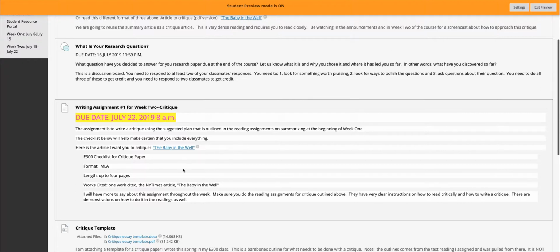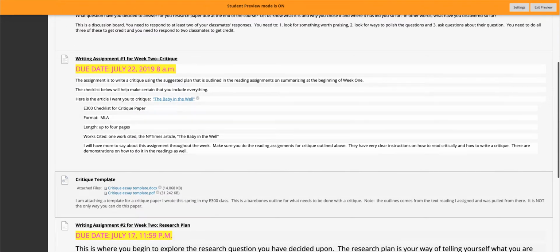The big writing assignment for the week is the critique. Here is just a copy of the article again, and a short checklist. You can find out a lot more about what I think the critique needs, not only by carefully reading the reading assignment, but also by looking at this critique template. This template is one I used last semester in my English 300 face-to-face class. So here it is in document form, Word form, and here it is in a PDF form.